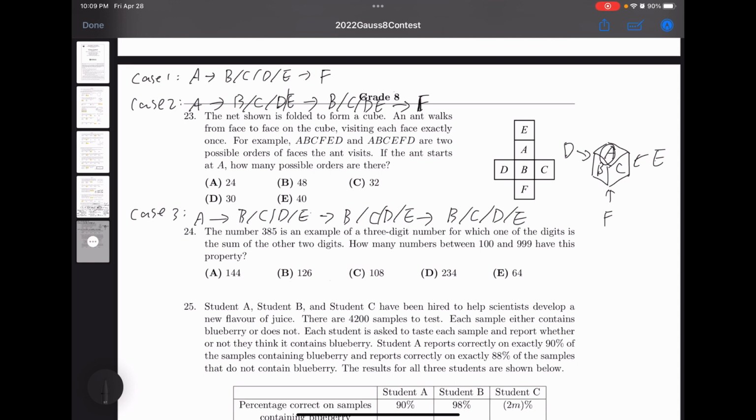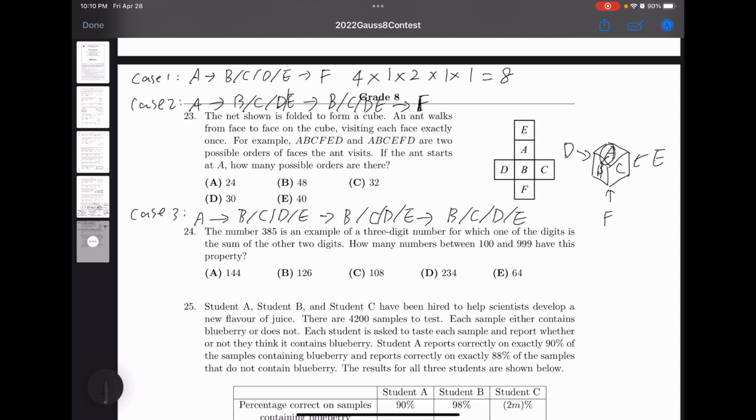Okay, so for the first case, the ant first has 4 options, and then after it's on one of the B, C, D, E, it can only go to F. And after that, from F, it has 2 options because if the ant goes from A to B and then to F, it cannot choose E, because if it chooses E, then one of C or D can never be visited. Therefore, there are only 2 options, not 3. And then for the rest of the steps, it's just times 1 times 1, which gives us 8.